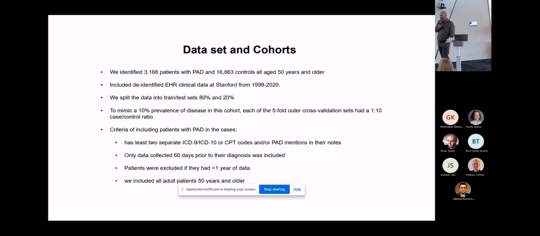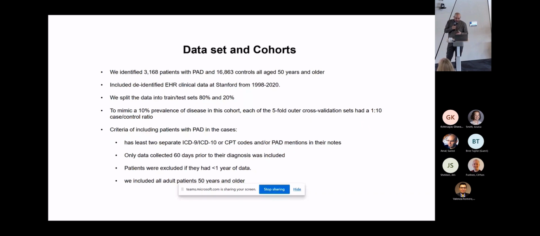To mimic the behavior and the prevalence of this disease in the electronic health record data, we use the ratio of 1 to 10, because this is the prevalence of peripheral artery disease patients. So when we train a model, we mimic the real situation.